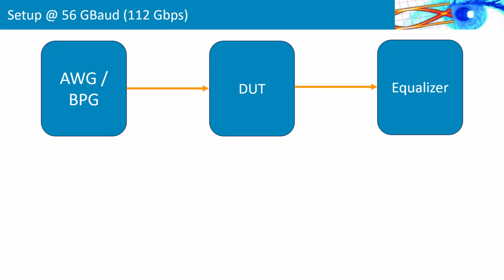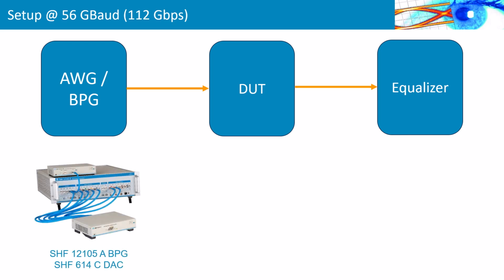The source is comprised of our SHF bit pattern generator connected to our SHF DAC. For these instruments, one has to mention that they can actually generate signals with pre-emphasis. In this very setup, however, we do not want to do that because we want to show the capabilities of the equalizer and not the capabilities of the pre-emphasis of the BPG. So what we feed into the device under test is straightforward PAM without any pre-emphasis and with equal eye openings.